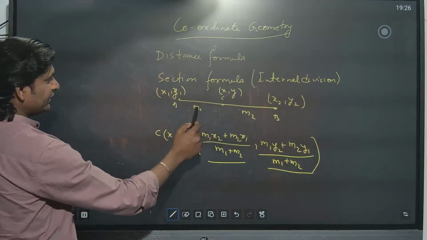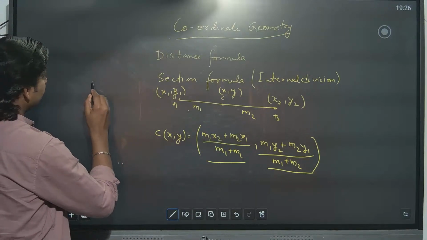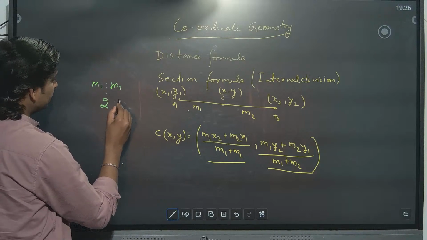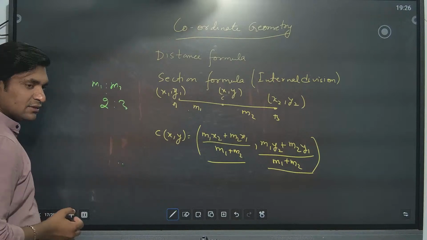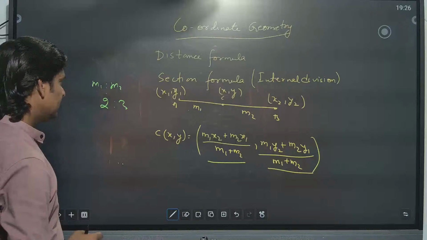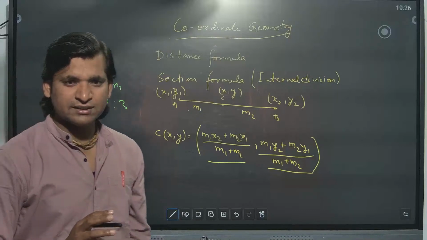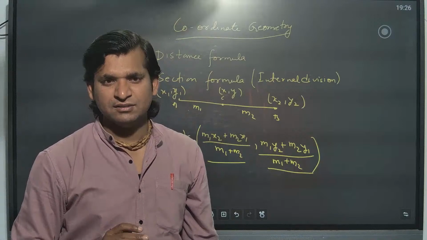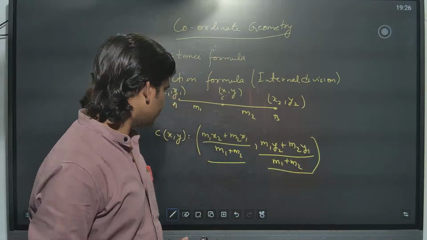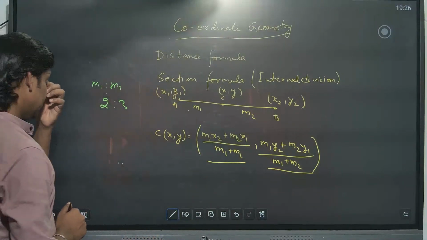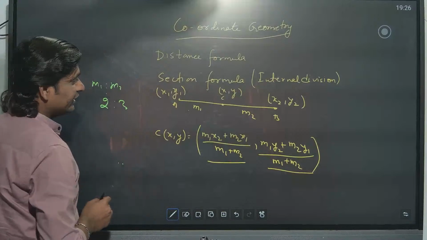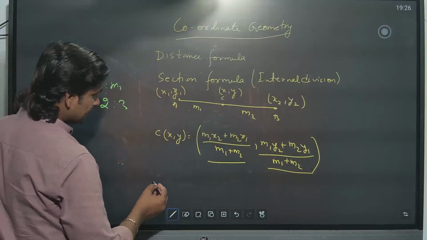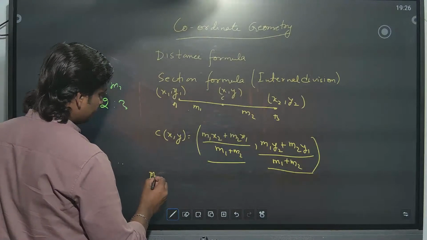Another is what? They will not give the ratio like m1 is to m2, like 2 is to 3. They will not give it directly, they will not ask directly. They will ask in an application based problem only. These problems I will share with you. One more case is there for this, a special case, that is the midpoint formula.